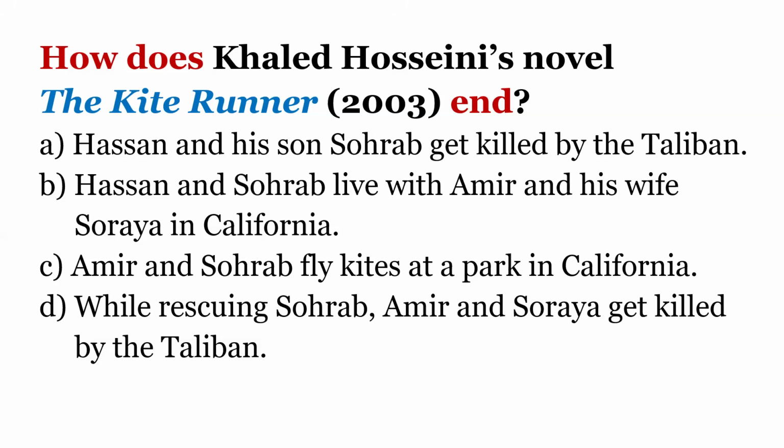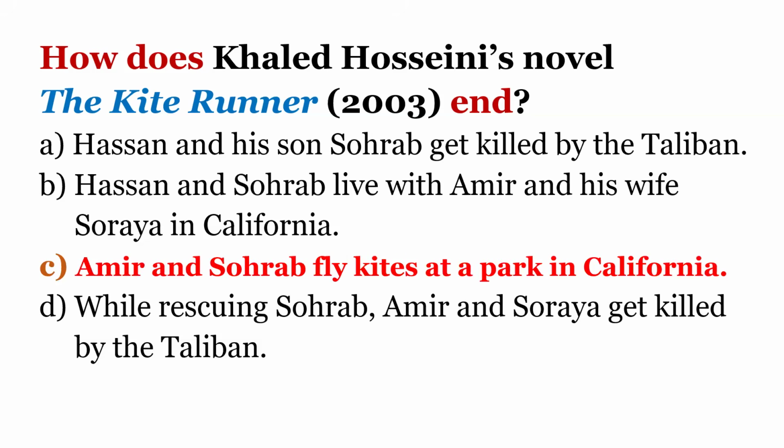So option A, Hassan and his son Sohrab get killed by the Taliban. Is this the ending of this novel? Or B, Hassan and Sohrab live with Amir and his wife Soraya in California. C, Amir and Sohrab fly kites at a park in California. D, while rescuing Sohrab, Amir and Soraya get killed by the Taliban. So at least if you know whether the ending is tragic or happy, you can eliminate certain options here.